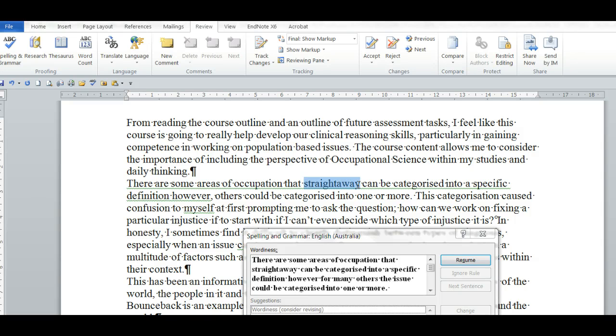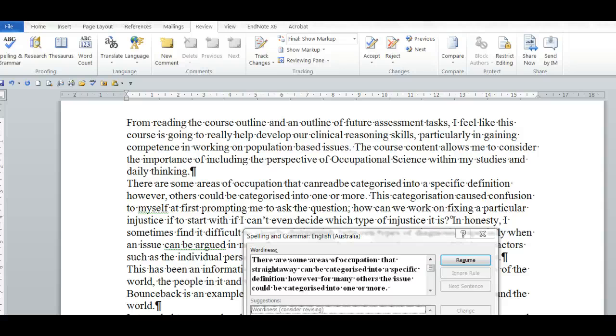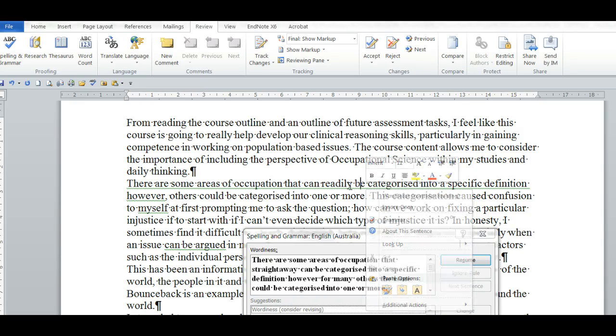It might be this that can readily, let's see, be categorized. Nope, it doesn't like that either. That can easily be categorized into a specific definition. And in this case, maybe you just leave it. You leave straight away and you leave that. Okay? Sometimes it doesn't, and I get that.